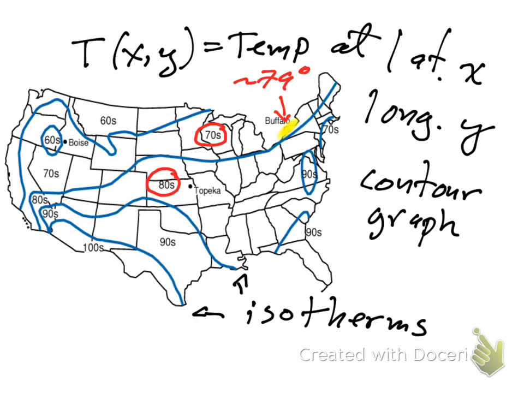Now, Boise over here, on the other hand, is over here in Idaho, and it is in the 70s, but it's close to the 60s region. So let's call this maybe about 71 degrees. And Topeka, Kansas, here, is right smack dab in the middle of the 80s region. So maybe this is about 85 degrees.